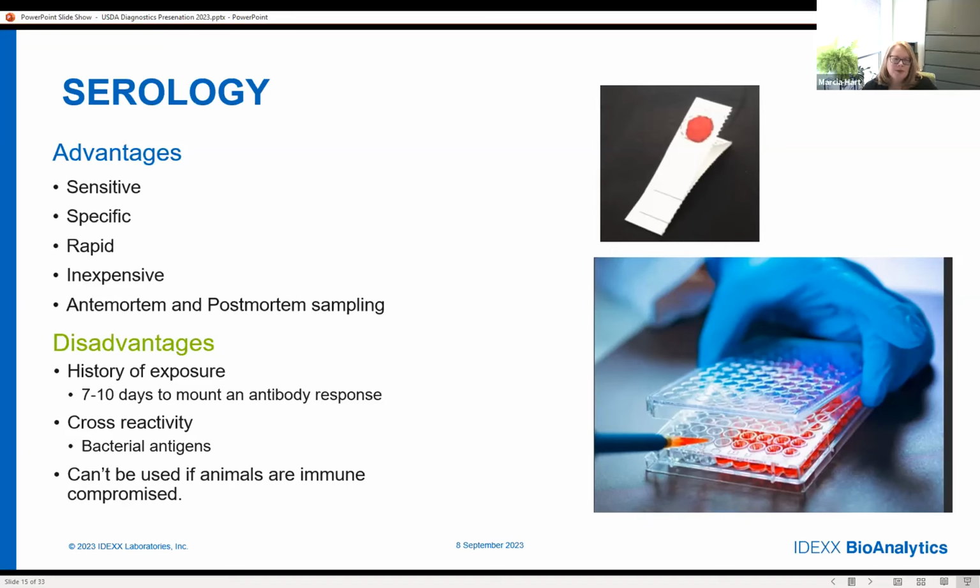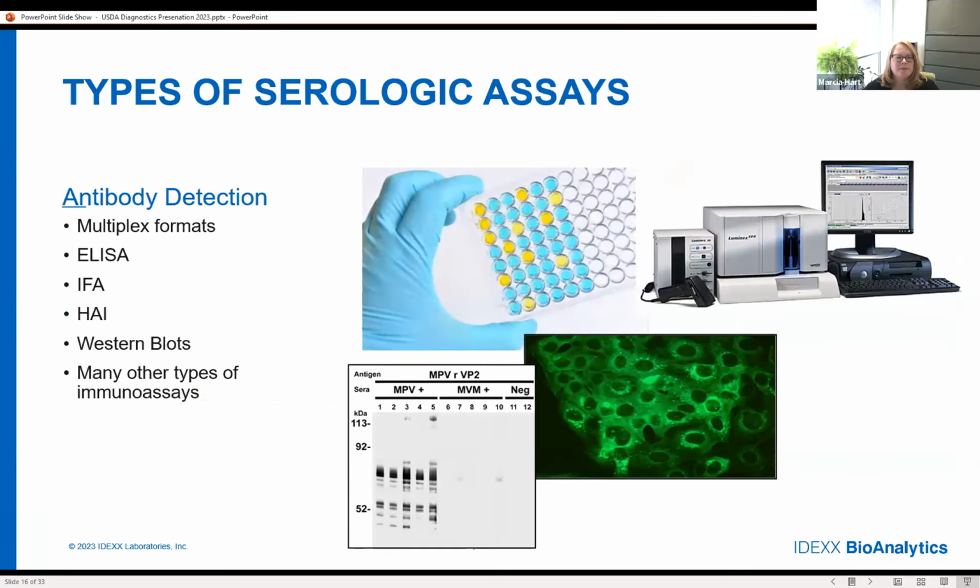The other thing to consider with serology is that it can't be used if animals are immune compromised. They just don't make an antibody response. Because serology is, I would say, kind of a cornerstone of traditional animal health monitoring, especially if you're just monitoring groups of animals to look at health status, I'm going to spend a little bit of time talking about the various types of serologic assays, because there are a lot of them out there and various laboratories are using them in different ways.